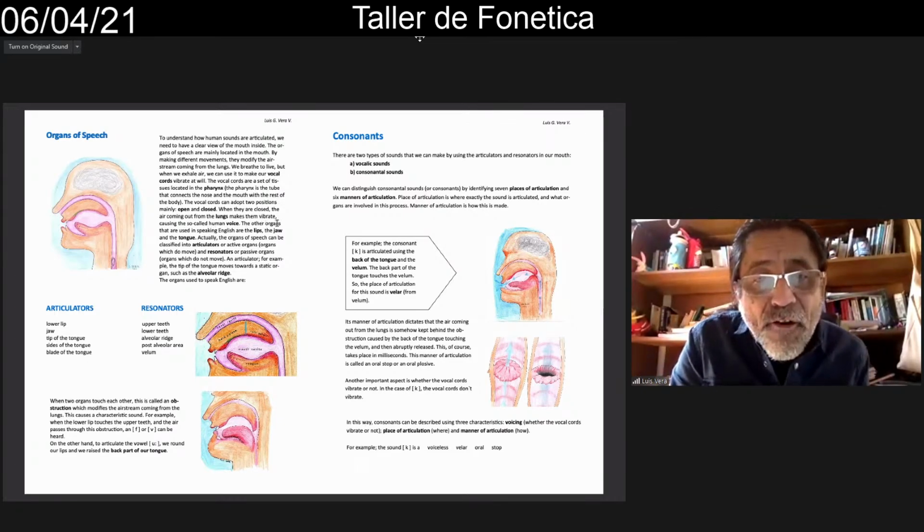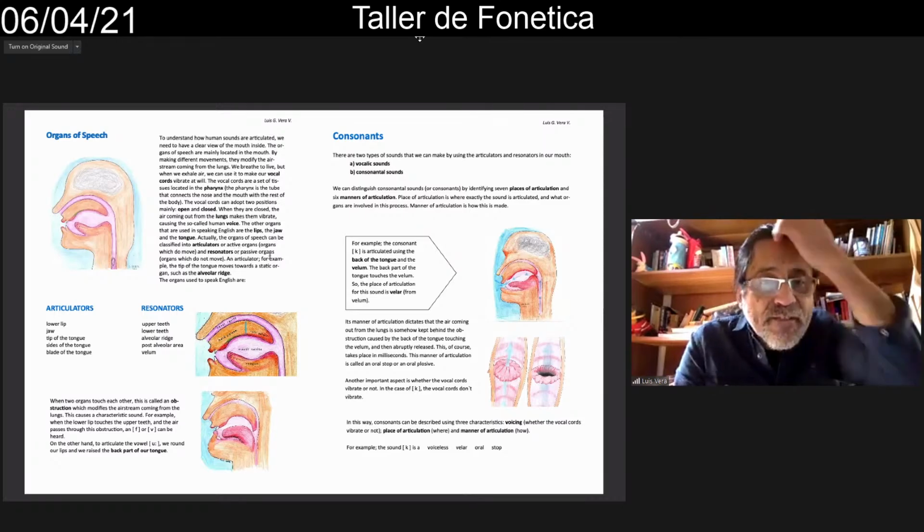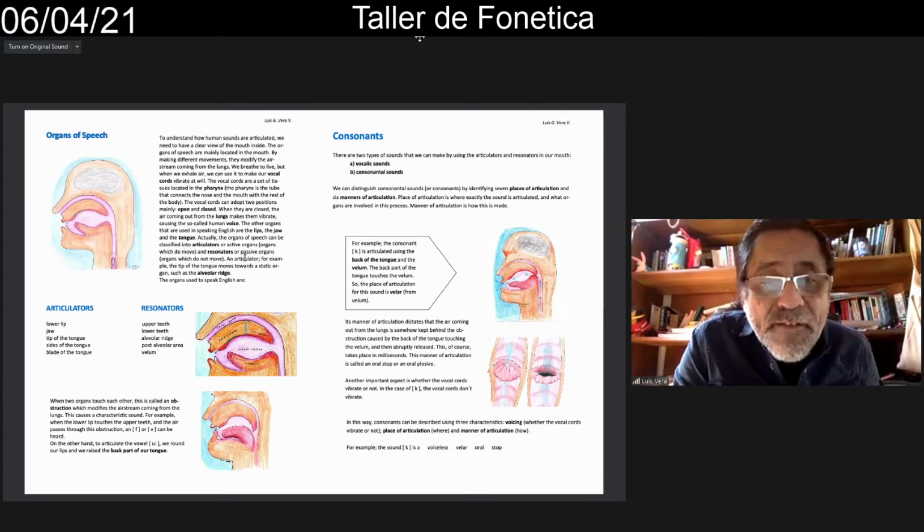Yeah. The other organs that are used in speaking English are the lips. Here you have them, the lips. Yeah. The jaw, this one, the jaw, and the tongue. Actually, the organs of speech can be classified into articulators or active organs, organs which do move, and resonators or passive organs, organs which do not move. An articulator, for example, the tip of the tongue moves towards a static organ such as the alveolar ridge.